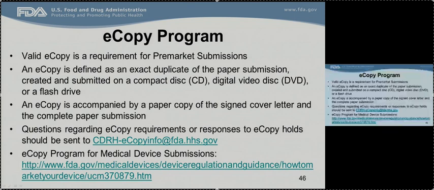So I referred to the e-copy, and so I'd like to talk about the e-copy program a little bit so you have a better understanding. A valid e-copy is a requirement for pre-market submissions, including the 510(k). An e-copy is defined as an exact duplicate of the paper submission. An e-copy is accompanied by a paper copy of the signed cover letter and the complete paper submission. So for your 510(k), you will submit 1 electronic copy or e-copy and 1 paper copy.